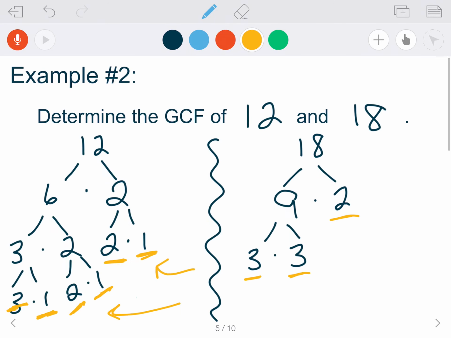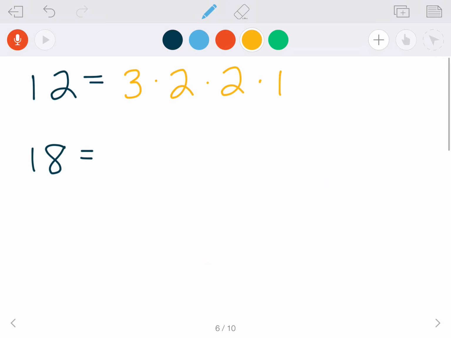Let's do the same for 18. We have a 3 times 3 times 2. And even though there was not a times 1 that we saw in that problem, we do know that 1 is a factor of everything, so we'll put times 1 at the end.